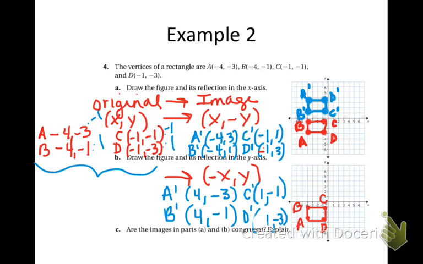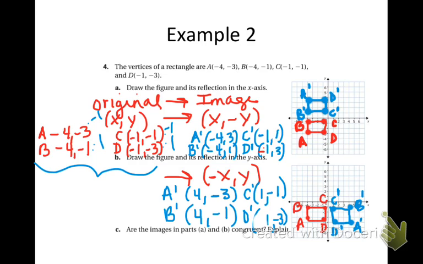So A prime is 4, negative 3. B prime is 4, negative 1. C prime is 1, negative 1. And D prime is 1, negative 3. Again, you want to connect the dots and label. And then always check your work to make sure you're not making any silly little mistakes.